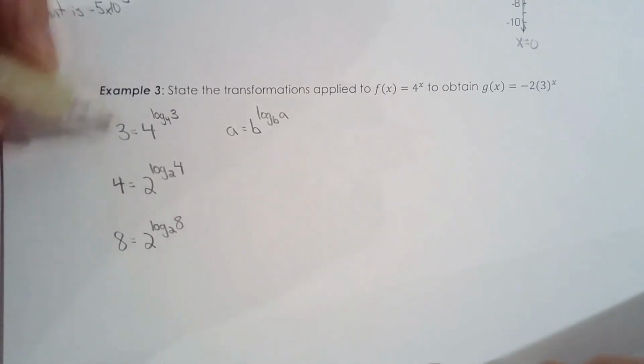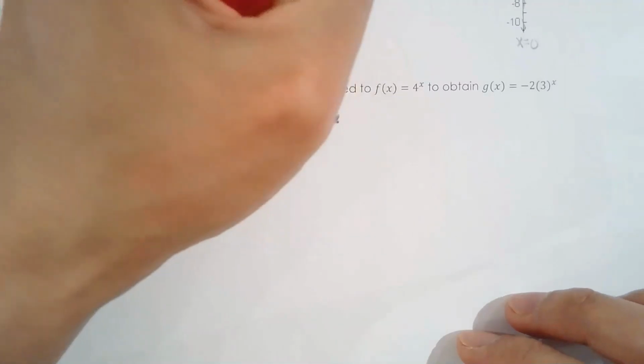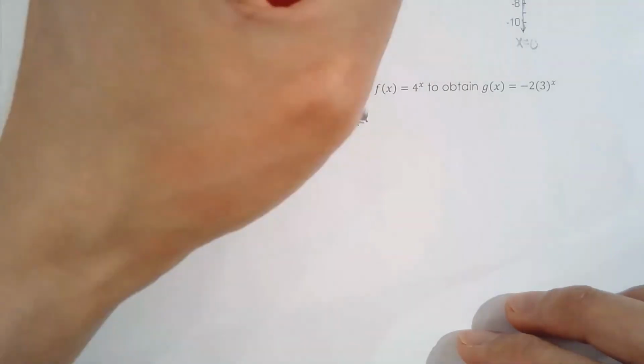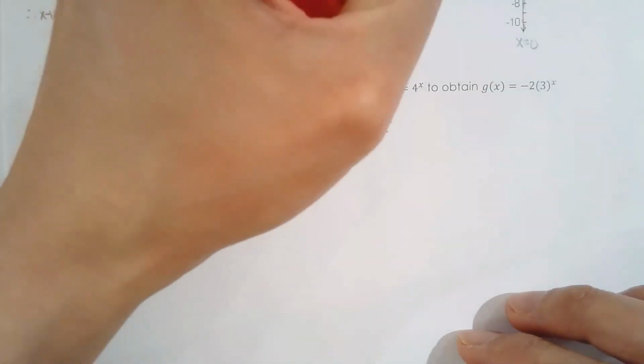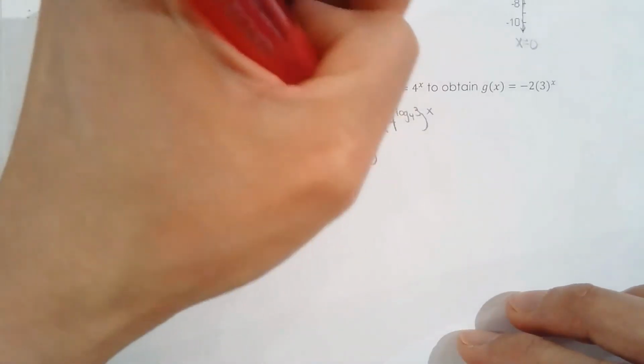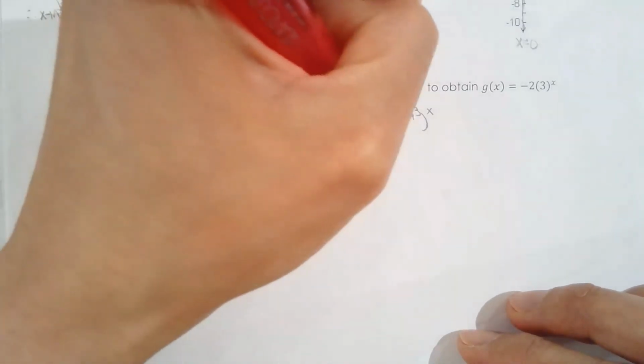So why did I show you this? Because now I can re-express g of x as a power with a base of 4. Power to power, so multiply exponents.